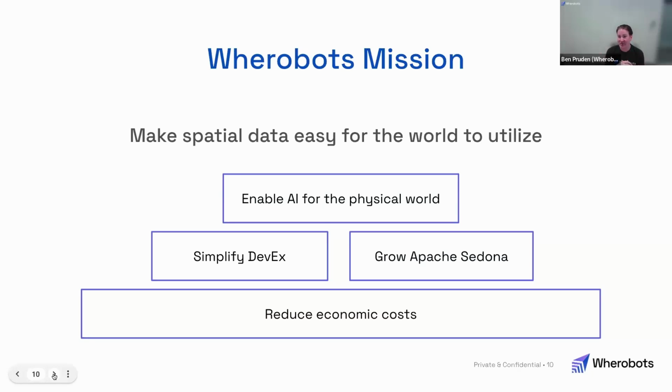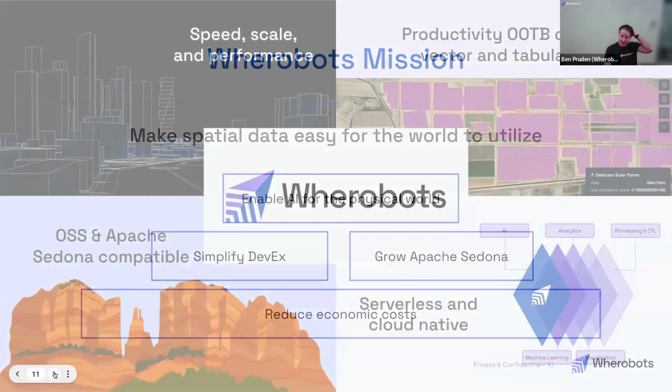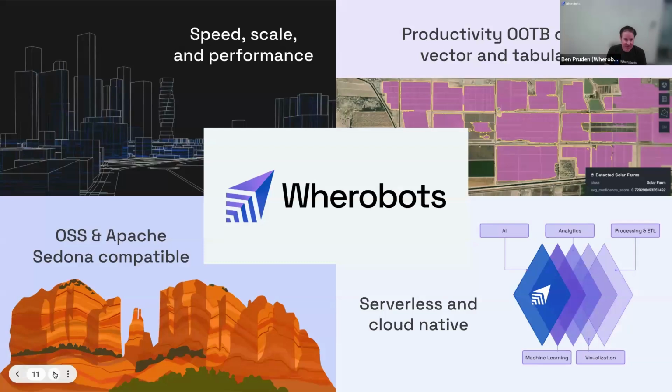To grow the Apache Sedona community, we're the contributors and maintainers of Sedona. We really want to continue to see that grow, and so we're pushing that forward. And then finally, what I was speaking about just now, enabling AI for the physical world and delivering the models that want to consume this type of information, the embeddings and the data that they need to interact with data about the physical world in ways that previously were not really possible. So when you're working with Wherobots as a technology, as a team, there are 4 core benefits that we see again and again with our customers and our users.